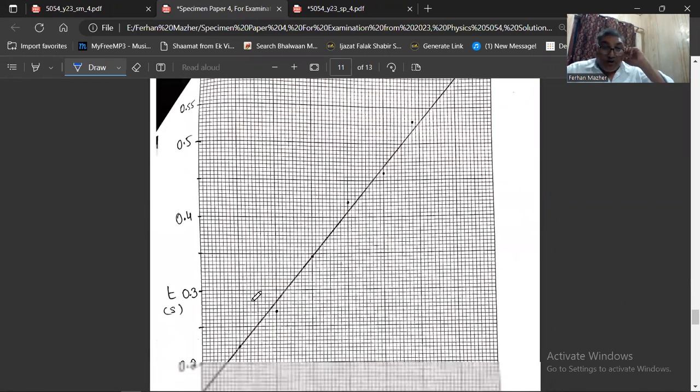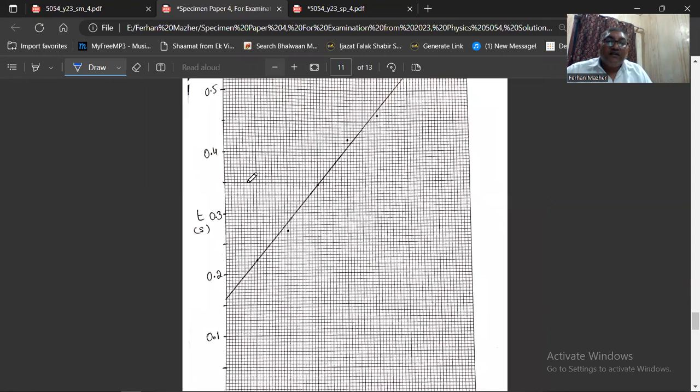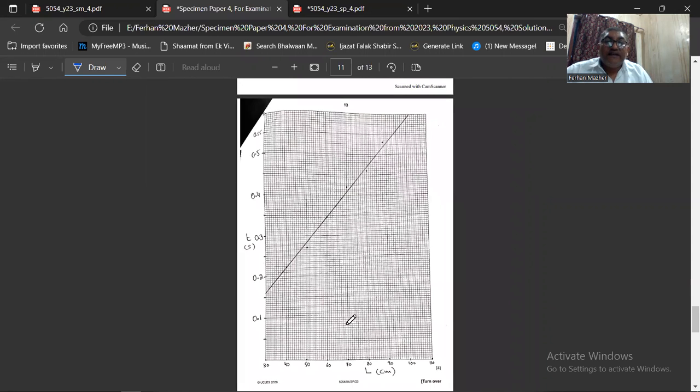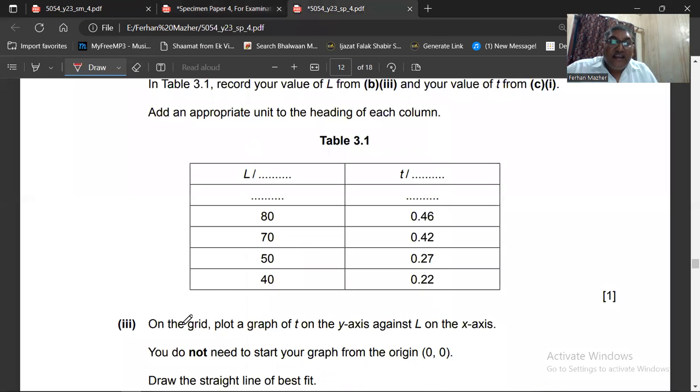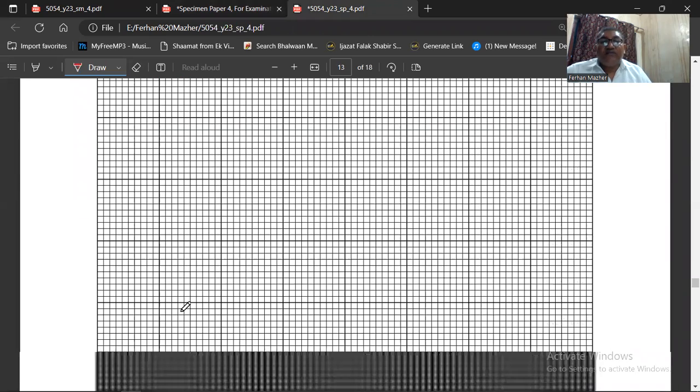Once you have plotted those points, you will draw a line of best fit. Here you can see these are the points. I have drawn a straight line passing through these points in such a way that the number of points above this line and the number of points below this line are the same. So this is the line of best fit. I hope you understand. And then their question is, okay, we are done with this.